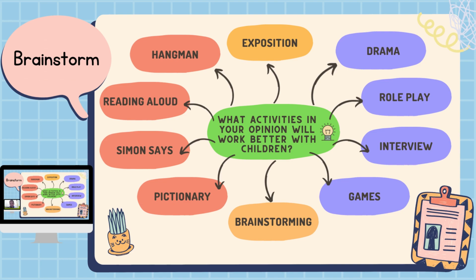So we have to take into account there are three types of activities or techniques: control techniques, semi-controlled techniques, and free techniques. Hangman, reading aloud, Simon Says, and Pictionary belong to the control techniques. Exposition and brainstorming belong to the semi-controlled techniques. And finally, drama, role play, interview, and games belong to the free techniques. Let's move on to the next slide.